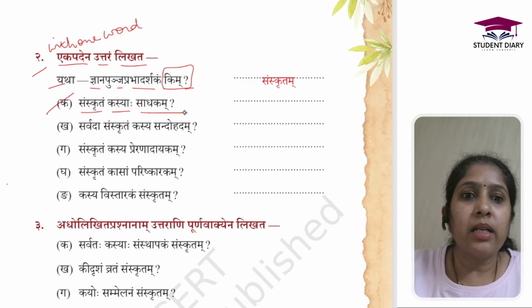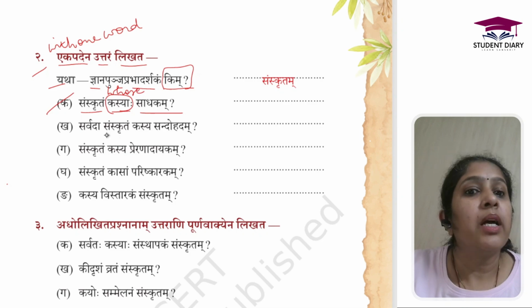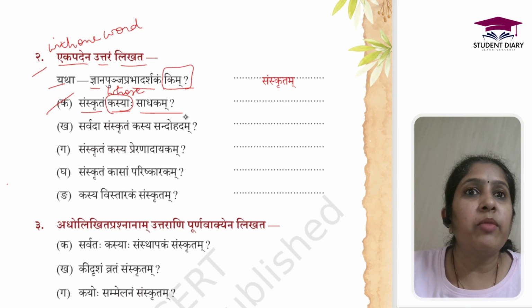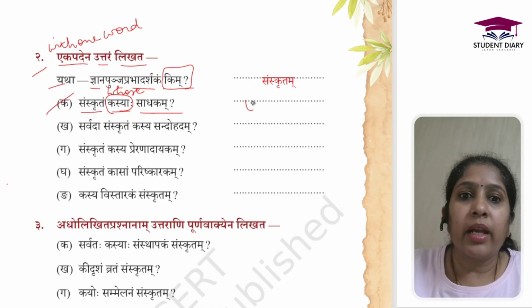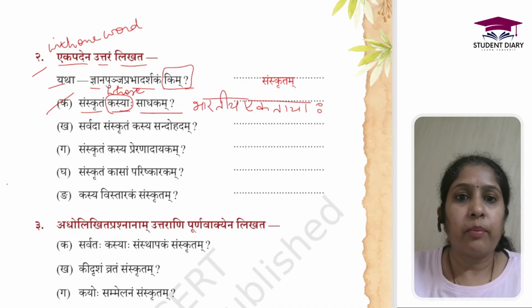Sanskritam kasyaha sadhakam. Sanskritam is Sanskrit. Kasyaha means of what? So this is the question word. Whose? Correct. It is Shashti Vibhakti and the word is feminine. So your answer also has to be feminine. Sadhaka means practitioner. So Sanskrit is a practitioner or accomplisher or achiever of what? Ektayaha. Correct. In fact, we can write here as Bharatiya Ektayaha. Right. Unity of India. Perfect.